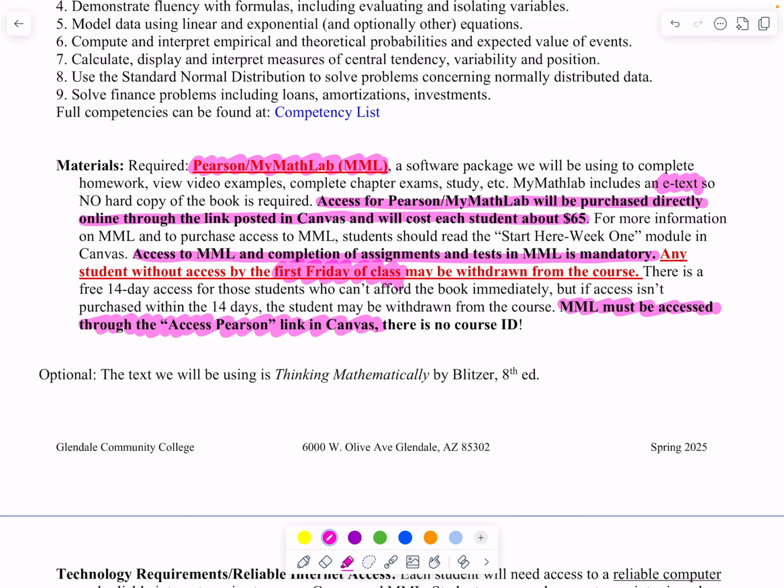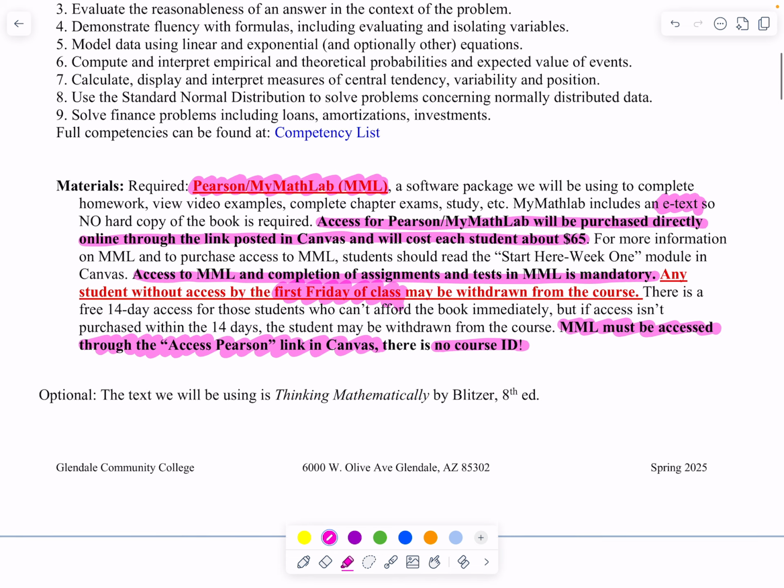You will need to make sure that you go into My Math Lab the first time through Canvas. Please do not go outside in the internet and go to mymathlab.com, because they will ask you for a course ID, and we do not have a course ID. I need you to make sure that you go through Canvas the first time so that My Math Lab and Canvas are linked together so that your homework transfers over automatically and all of that good stuff. So please make sure that you follow the directions in Canvas that I provided for you. If you have any questions over that, please let me know.